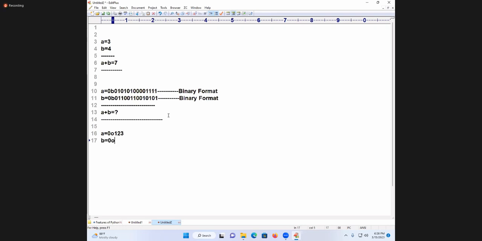b is equal to 0o, some digits 3, 4, 5, I am writing. What is the answer of a plus b? It is regularly asked in MCQs in the Python language. What is the answer? You take any student, they can't answer it, because this is represented as what?